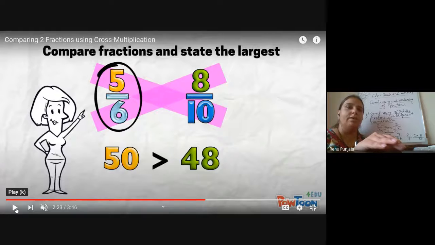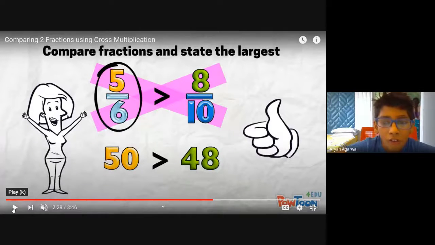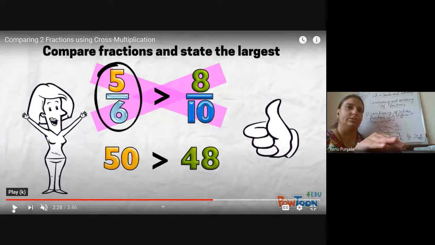Okay. So after the cross multiplication, 6 8s are 48 and 5 10s are 50. So we can say 50 is greater than 48 and the fraction 5 upon 6 is greater than 8 upon 10. Ma'am, we can also first convert 8 upon 10 to the lowest term. Yes, you can do that also.